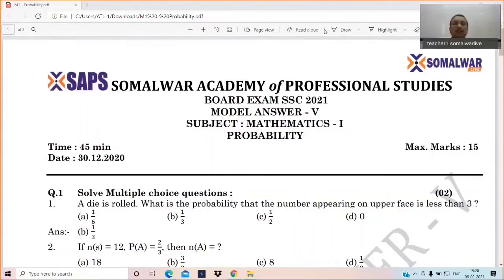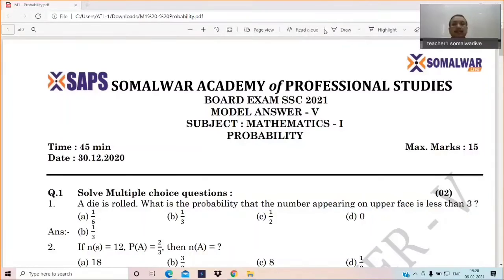Question number 1, solve multiple choice questions. Select proper alternative. First: a die is rolled. What is the probability that the number appearing on the upper face is less than 3? Now you know when a die is rolled, total outcomes are 6. These are numbers 1, 2, 3, 4, 5 and 6. Now how many outcomes are less than 3? Naturally 2, 1 and 2. And hence the favourable outcomes are 2. So the probability will be 2 upon 6 and that is 1 by 3. So option number B, 1 by 3.